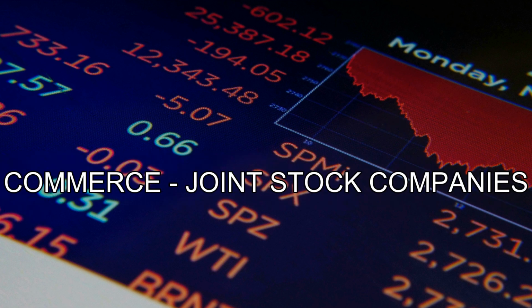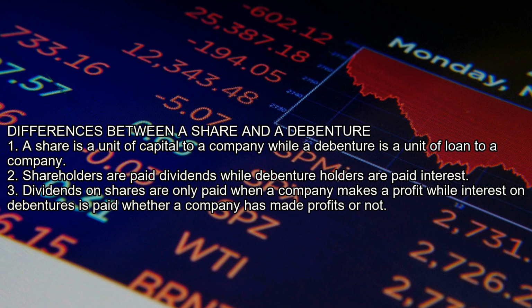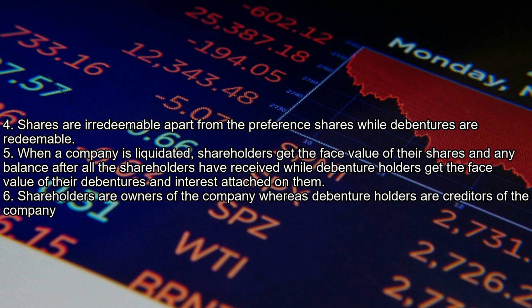Commerce, joint stock companies. Differences between a share and a debenture. 1. A share is a unit of capital to a company while a debenture is a unit of loan to a company. 2. Shareholders are paid dividends while debenture holders are paid interest. 3. Dividends on shares are only paid when a company makes a profit, while interest on debentures is paid whether a company has made profits or not. 4. Shares are irredeemable apart from the preference shares, while debentures are redeemable. 5. When a company is liquidated, shareholders get the face value of their shares and any balance after all the debenture holders have received, while debenture holders get the face value of their debentures and interest attached to them.